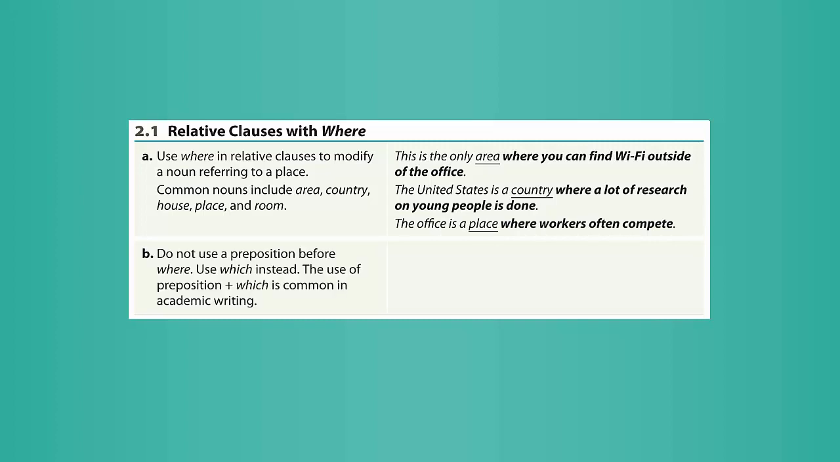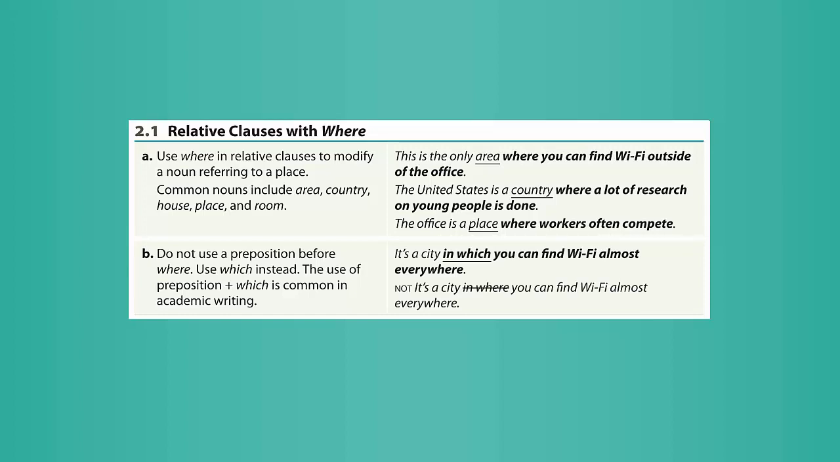Do not use a preposition before where. Use which instead. The use of a preposition and which is common in academic writing. For example, it is a city in which you can find Wi-Fi almost everywhere. We do not say it is a city in where you can find Wi-Fi almost everywhere. We can never say in where.